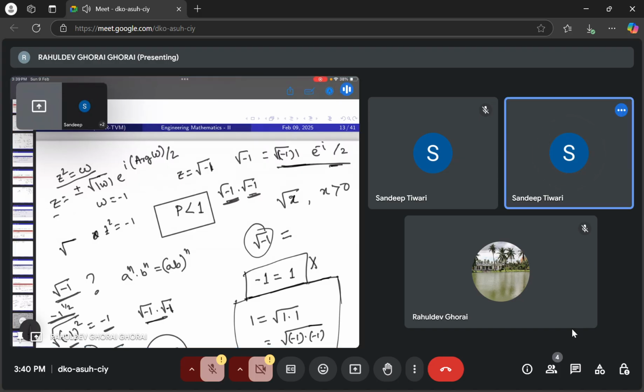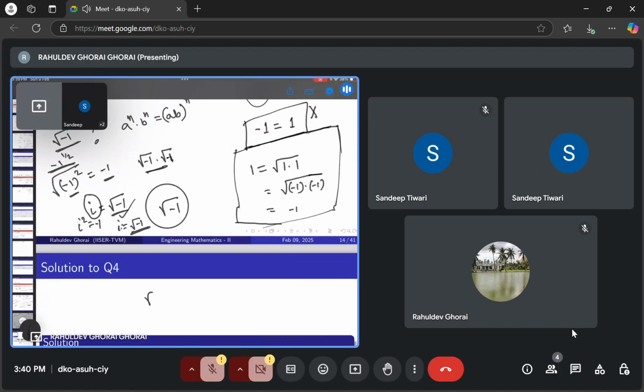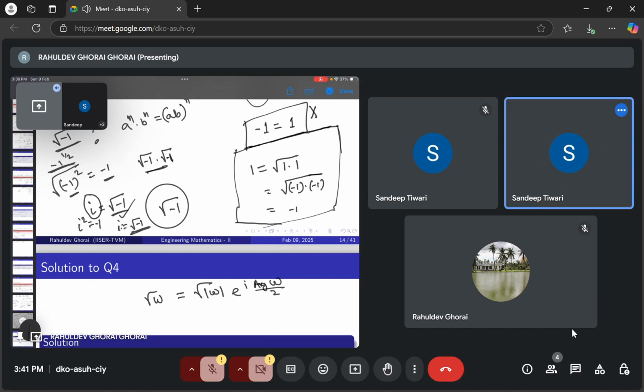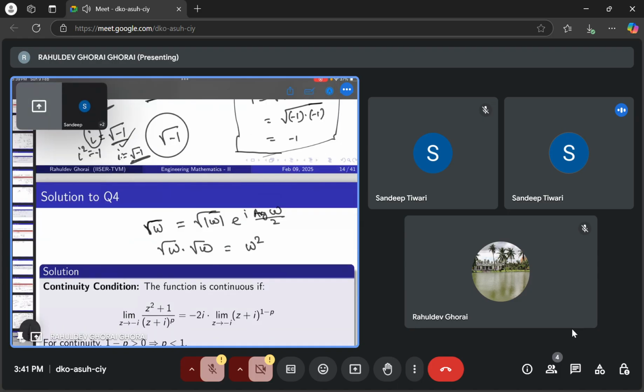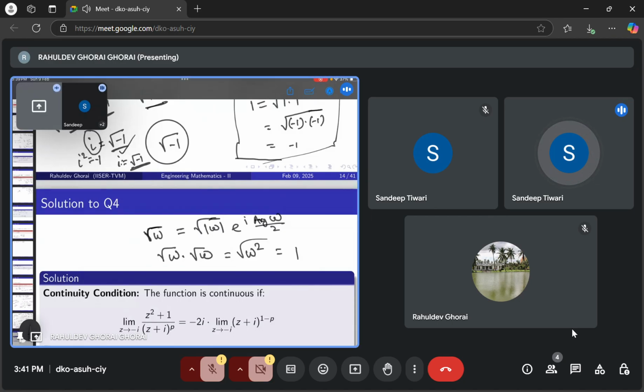Okay, sir. So then in that case, the square root of w in complex numbers is nothing but the square root of modulus of w times e to the power i argument w over 2. That definition says it is this. It is not just square root of minus 1 in that other sense. So square root of w times square root of w, for any complex numbers, that will be your w square, I mean w, w, plus modulus of w.